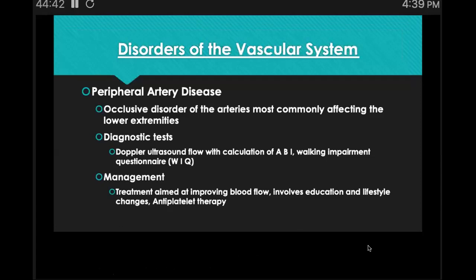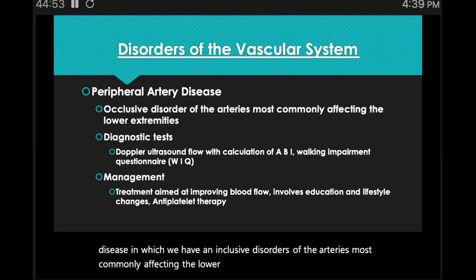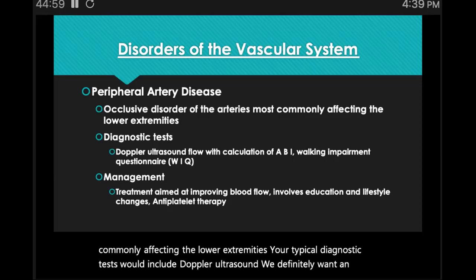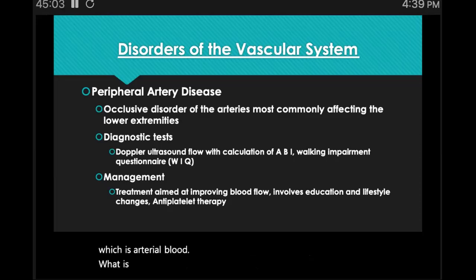Okay, disorders of the vascular system. We have peripheral artery disease, an occlusive disorder of the arteries, most commonly affecting the lower extremities. Your typical diagnostic tests would include Doppler ultrasound. We definitely want an ABI, which is, I'm sorry, ankle brachial index, which is used to evaluate the severity of PAD.